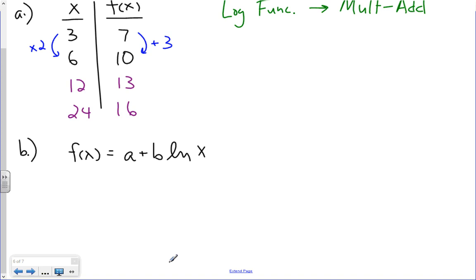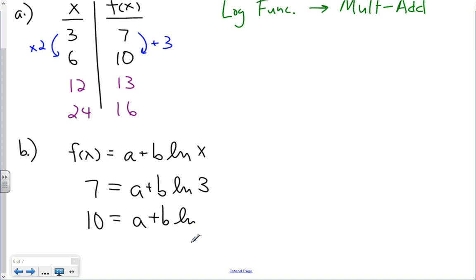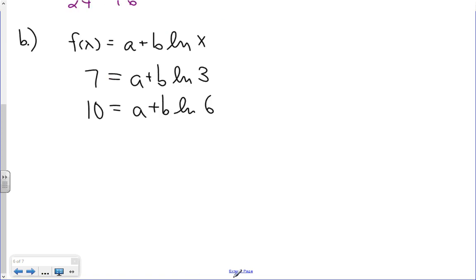So I've got 7 equals A plus B times the natural log of 3. We've just plugged in the point (3, 7). And now take (6, 10). So I've got 10 equals A plus B times the natural log of 6. Now since I'm adding the A and the B parts together in these two equations, I can simply use addition or subtraction to eliminate a parameter.